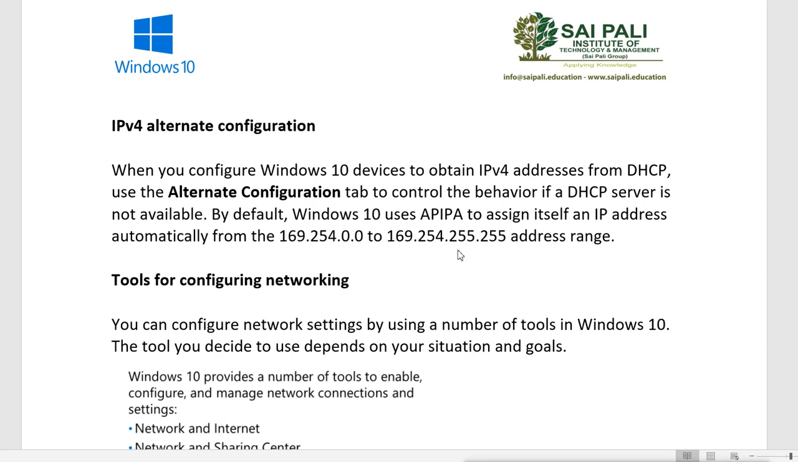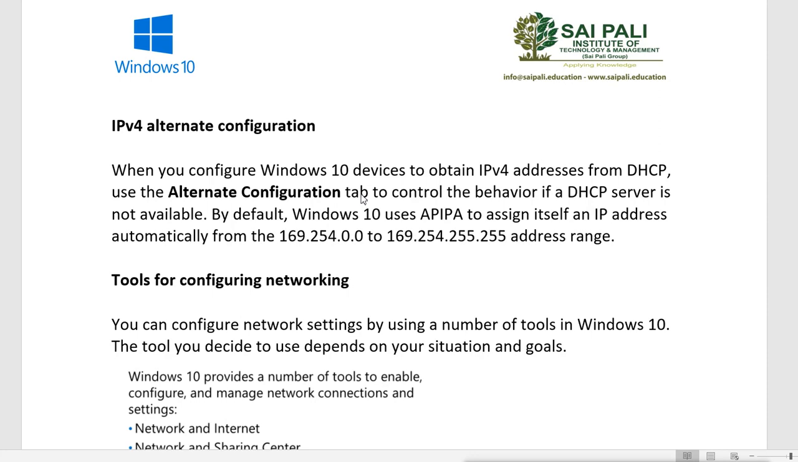This is not defined by IANA. It is actually defined by Microsoft. You will see this range only in Microsoft machines. So Microsoft has taken this range and made it private for themselves. When the machine is not connecting to the DHCP server and is not getting an IP from it, it will itself assign an IP address from this range. And if you don't want this to happen, you can use the alternate configuration tab to change the behavior.